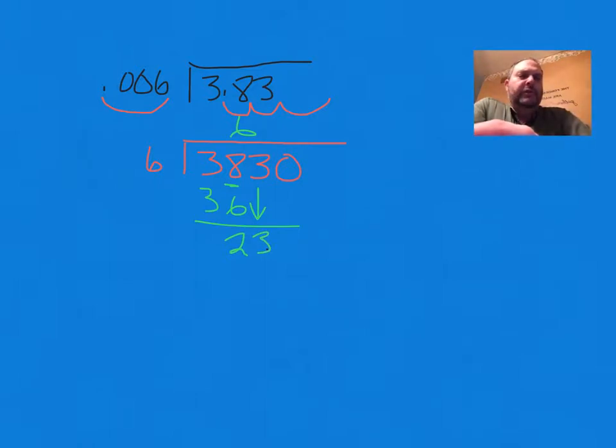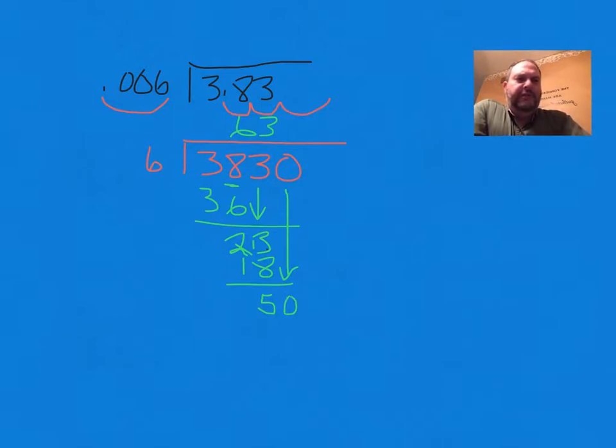I compare that with the 6, and 2 is too small, so I'm going to bring down my 3. 6 will go into 23. You might think 4, but 6 times 4 is 24. It's too big, so we can only go 6 times 3, and we have 18. We have to borrow. 13 minus 8 is 5. Okay. Compare the 6 to 5. It's still too small, so now we got to bring down that 0.